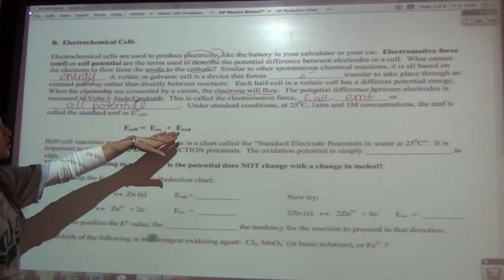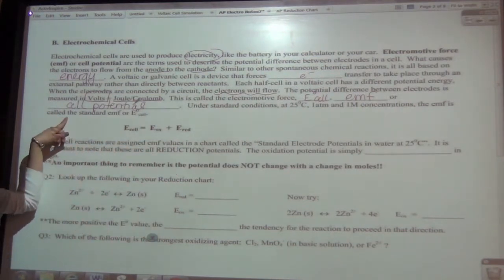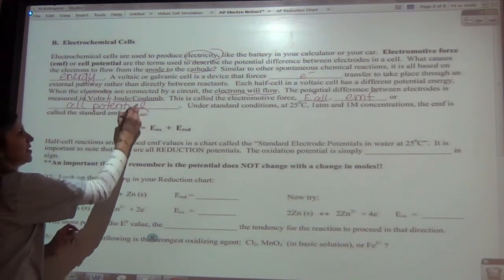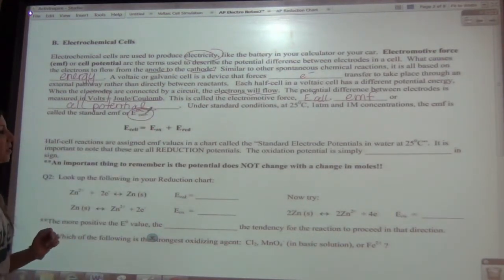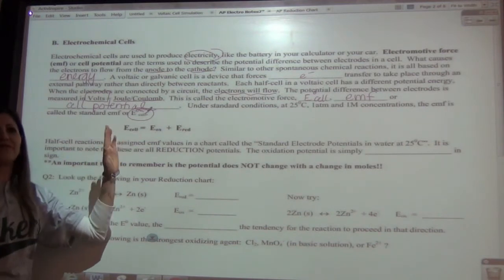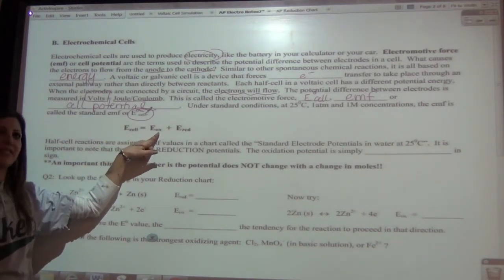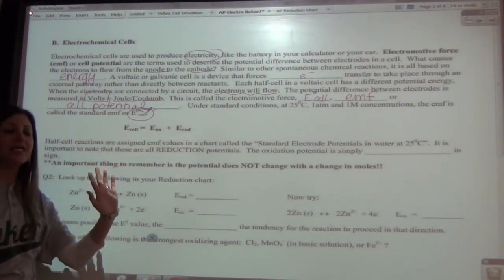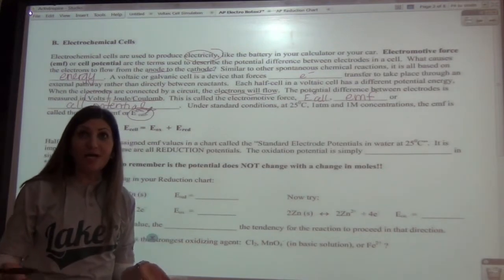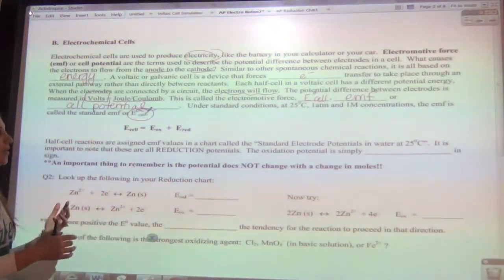Under standard conditions at 25 degrees Celsius, 1 atm and 1 molar concentrations, EMF is called the standard EMF, and so that's why you get this standard, that 0 right there. That's the E cell. E cell is very simple. It's simply take what your EMF is at the oxidation point and add it to the reduction point, and you've got it, okay? It's a lot like Hess's law, but it's actually easier, okay? Because well, let's read through.